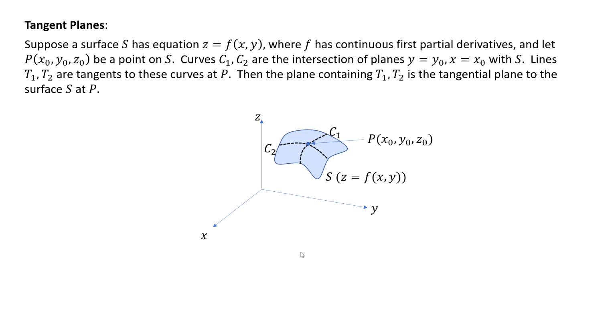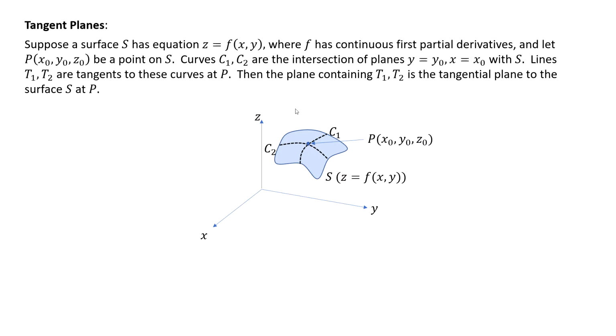So far, so good? Cool. Next. Lines T sub 1 and T sub 2 are tangents to these curves at P. If we have a curve, can we draw a tangent to the curve at any point on the curve? Yeah, we can draw a tangent. Now that's going to be a bit hard for me to draw and convince you that in fact it is tangential, but I'll give it a try.